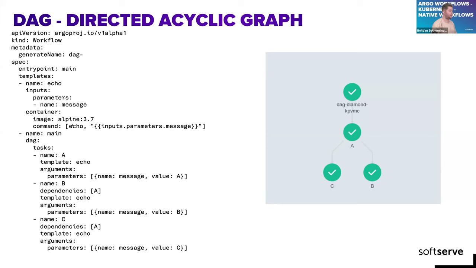So we will use our task named A. It will use the template echo, this one at the start of the file. And then we will send those parameters, saying that the message value is A. And let's move on. So when task A is completed, we'll move on to task B. It depends on A, so it will not be started till A is completed successfully. And it will say value B, and then we have C, and its dependency is again A, meaning C and B will be run in parallel. That's the most powerful thing of all those workflows, the ability to run at scale, to run in parallel.